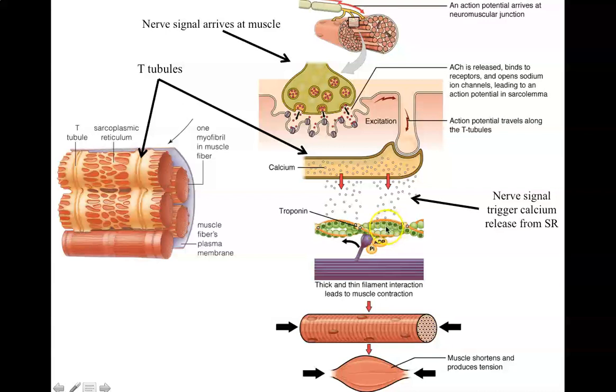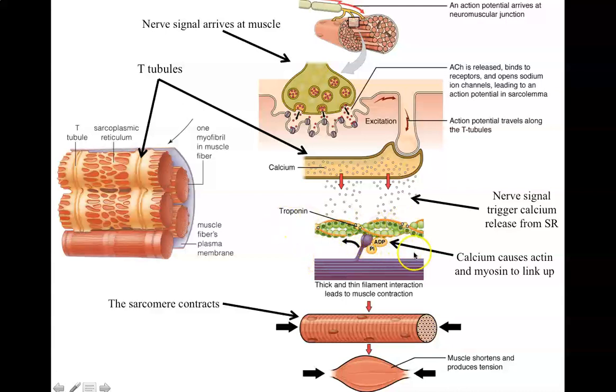Right? So here's the actin and here's the myosin. And so the calcium is going to cause the actin and the myosin to link up or form a cross bridge. And then the spring-loaded myosin head is going to move, and that's going to pull on the actin, and that's going to cause the sarcomere to contract.